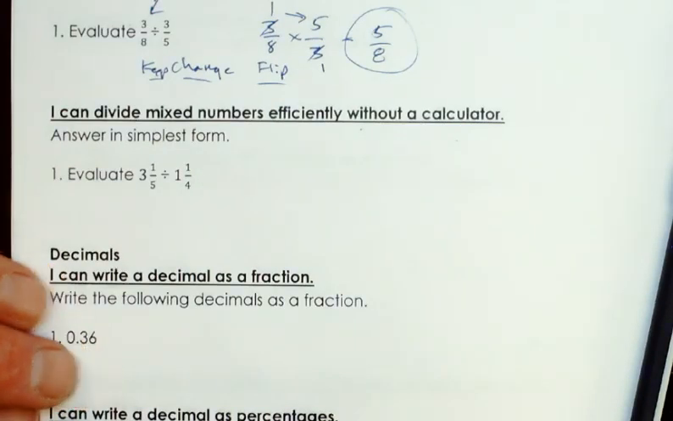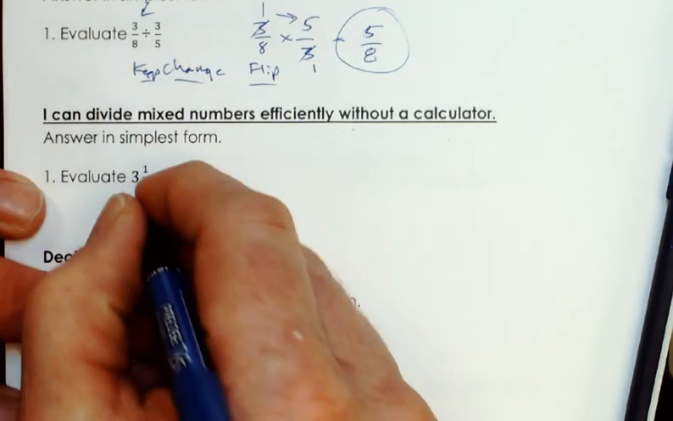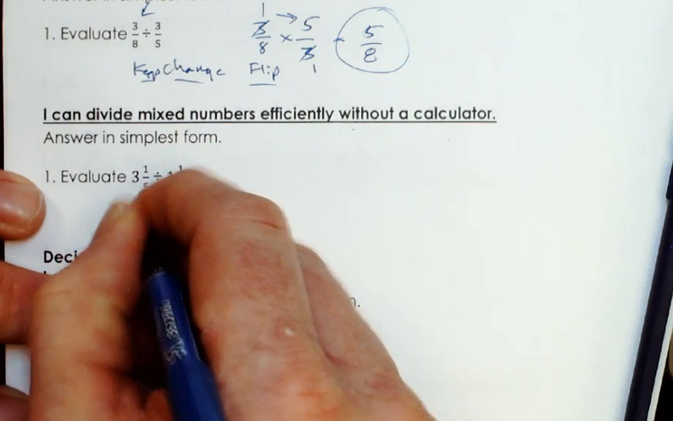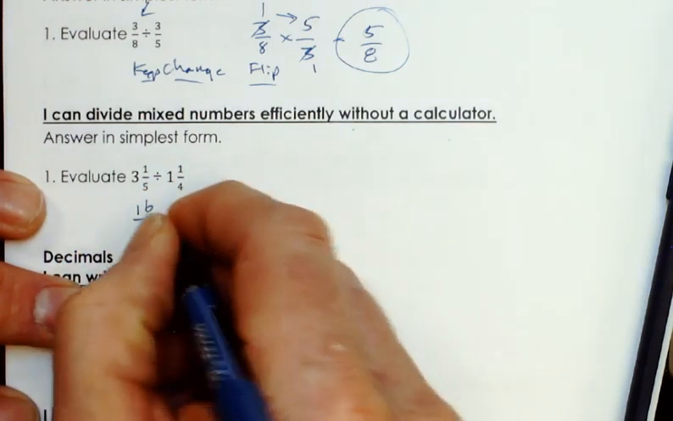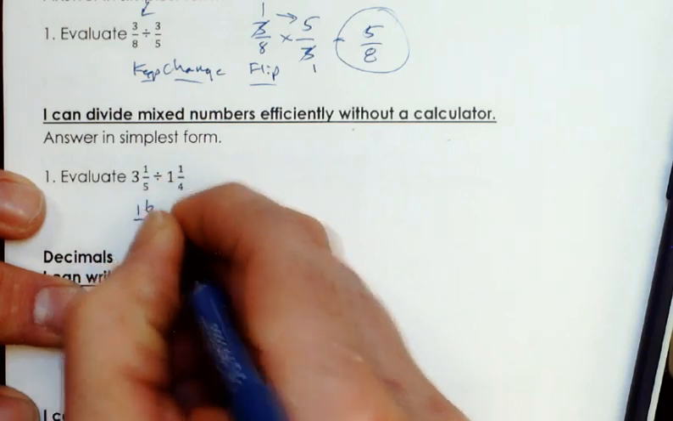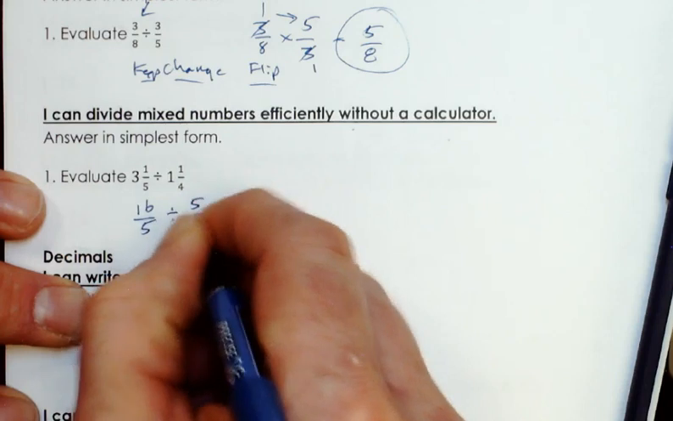All right, let's keep rolling. I can divide mixed numbers efficiently without a calculator. 3 times 5 is 15 plus 1. This is going to be 16/5 again. We have to make these into improper fractions. And then we're going to divide that by 1 times 4 is 4 plus 1 is 5/4.